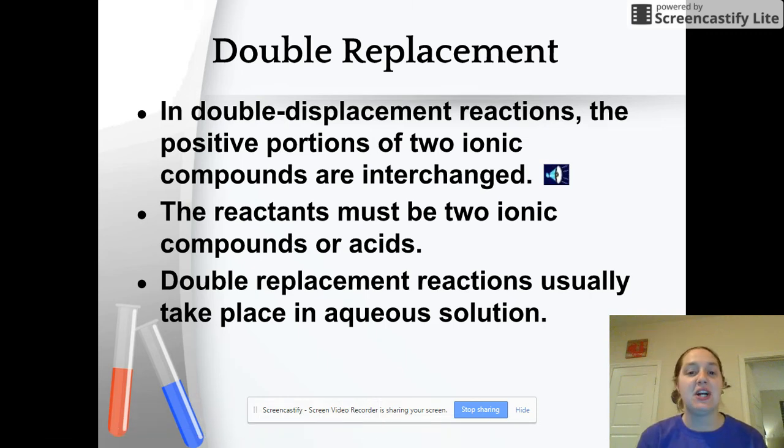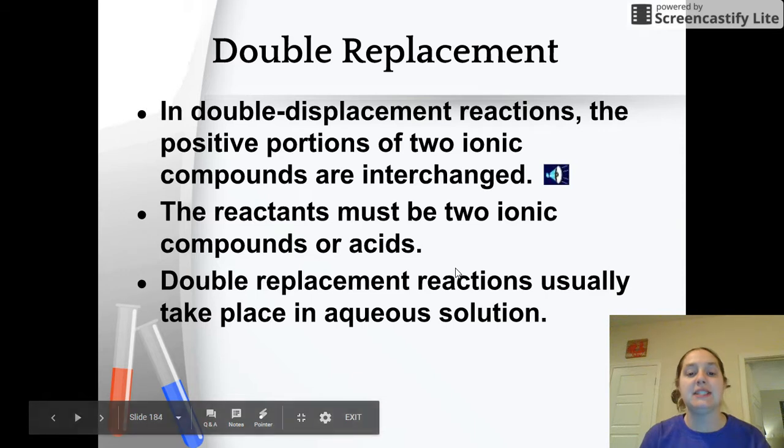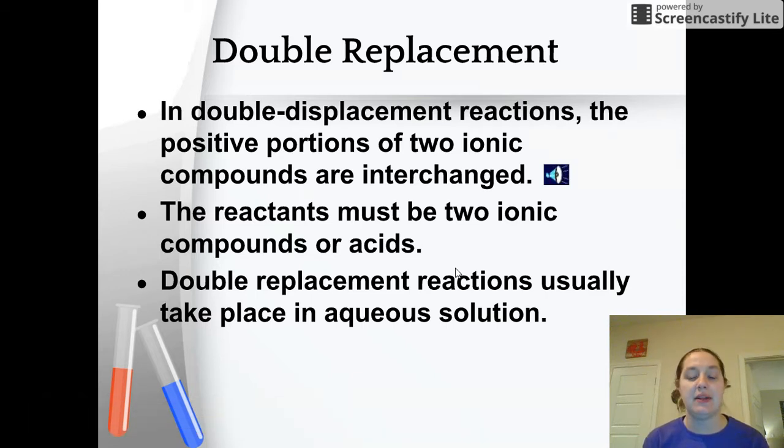Okay, so in this video, I'm going to talk to you about double replacement reactions and how to predict the products for double replacement reactions. Remember that a double replacement reaction occurs between two ionic compounds and they basically switch partners. The reactants have to be two ionic compounds. That's very important. And double replacement reactions usually occur in an aqueous solution, meaning both of the ionic compounds we start with will usually be aqueous.